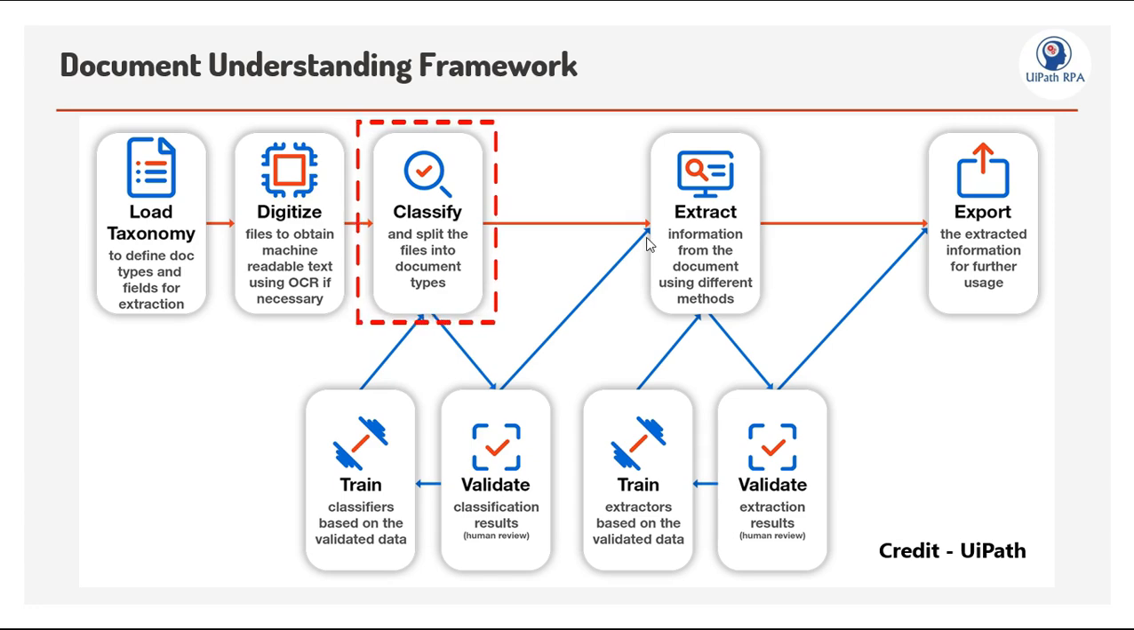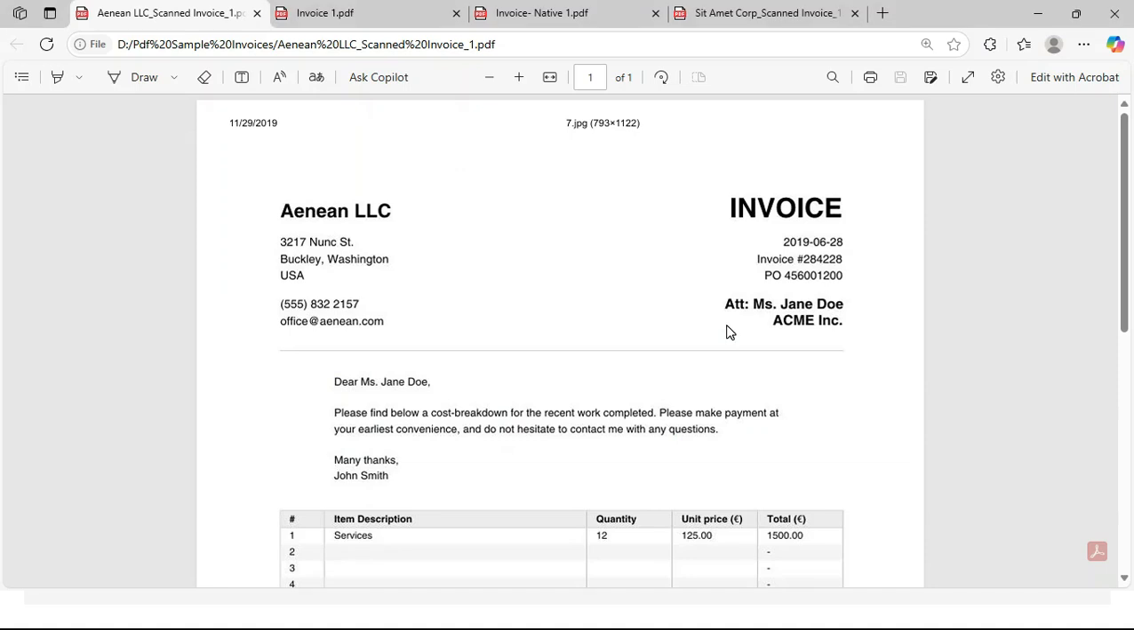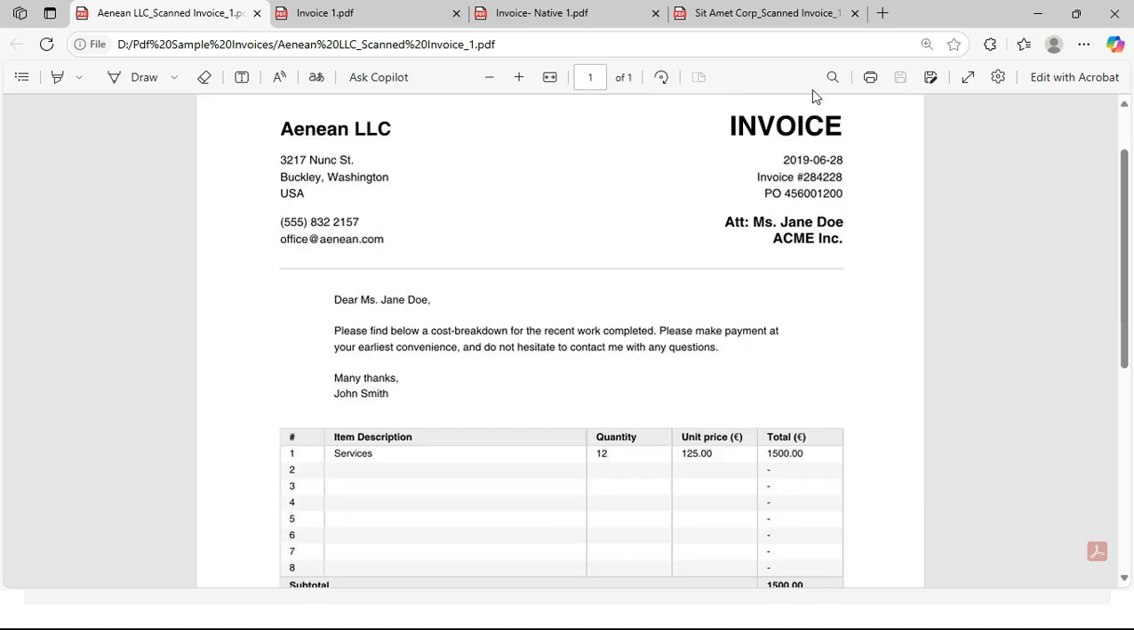Correct? Now after that, the next step will be extract. You know that this is an invoice document and you need to extract the invoice number, date, amount, vendor name. Correct? You need to extract the details from here: date, invoice number, these things.